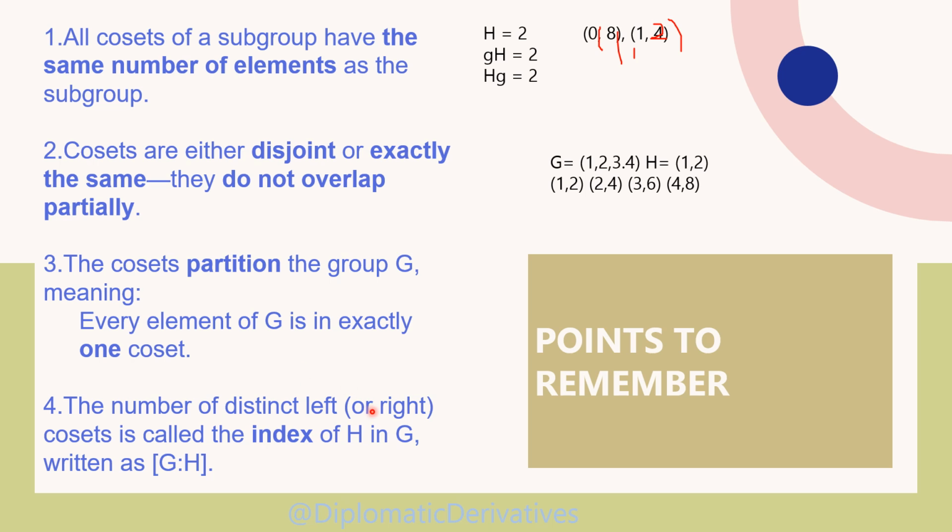Then we have the number of distinct left or right cosets, which is called the index of H in G, written as [G:H]. Now this we will be able to understand with the help of an example, which is going to be in the next slide. So just to make it clear, what is an index? The number of distinct left cosets or right cosets. This is known as the index. We'll understand it with the help of an example.